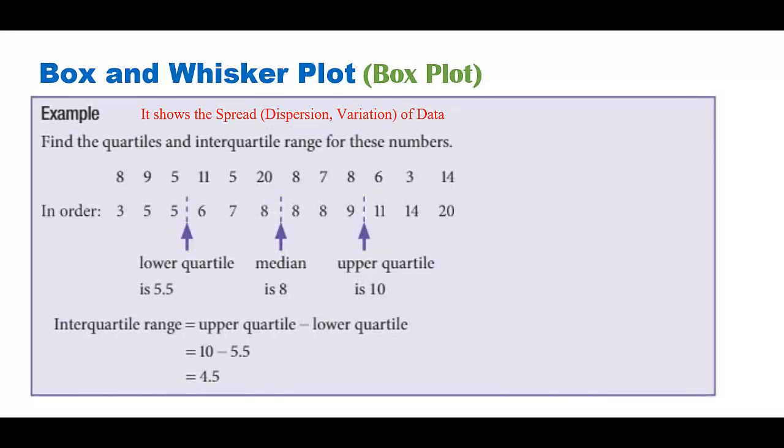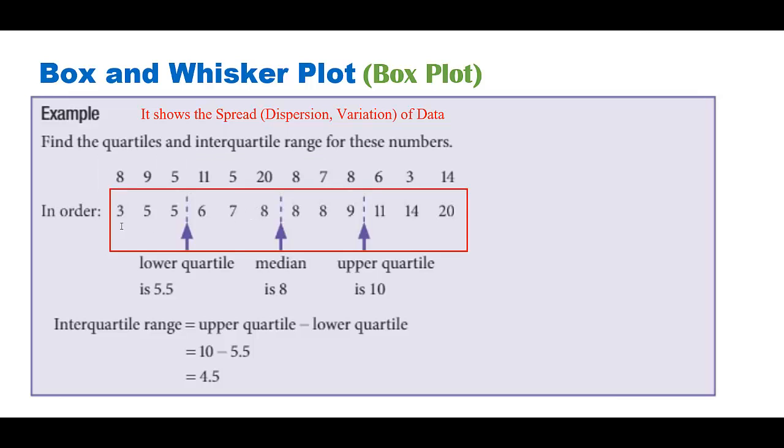In this video we are going to see how to draw a box and whisker plot. This is one of the statistical graphs. The data in this rectangle is given in the question, and what we have to do is find the quartiles and interquartile range for these numbers, and then with the help of that we will draw the box and whisker plot. The first step is to arrange this data in either order.